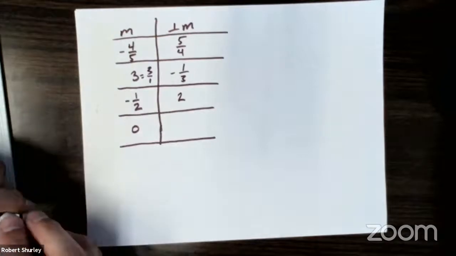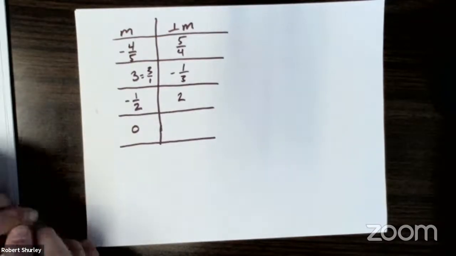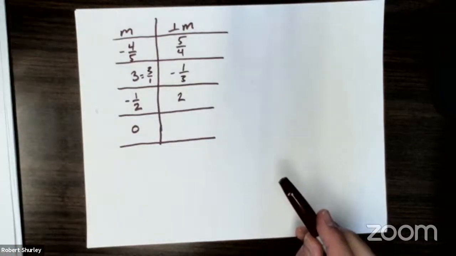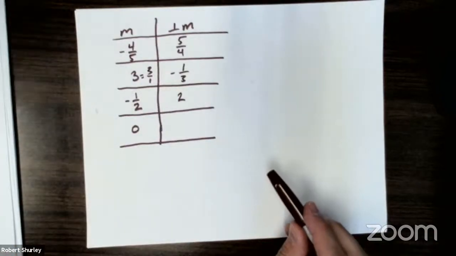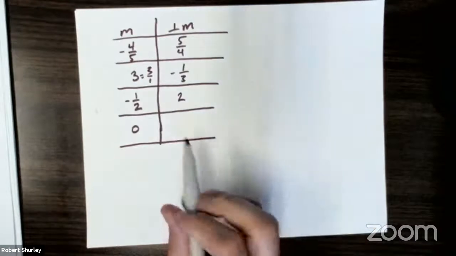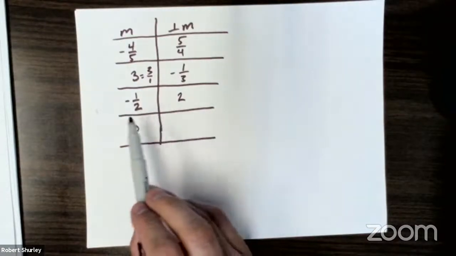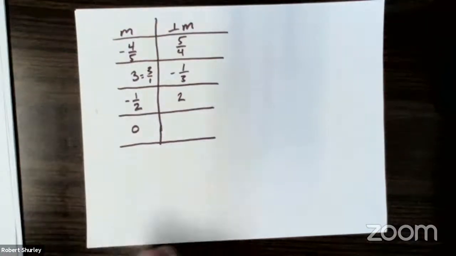0, though, is a little different, right? Huh. 0. What do you guys think it is? Put it in the chat. I'll see if you guys are actually here paying attention. What do you think the perpendicular slope is to 0? It's okay if you get it wrong. 0. Okay. Yeah. 0. Okay.